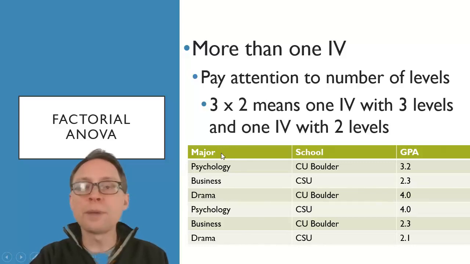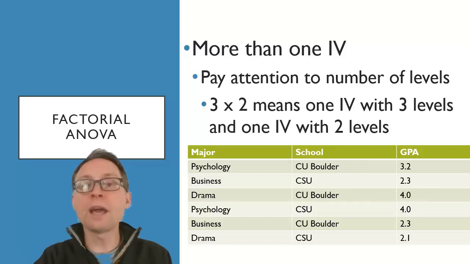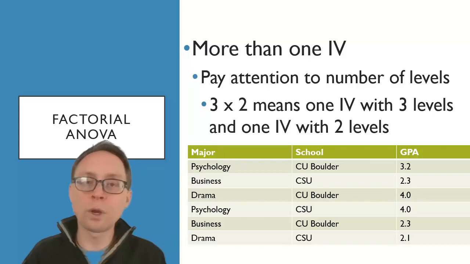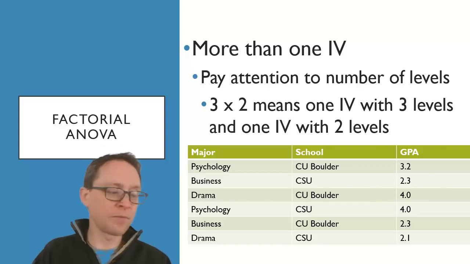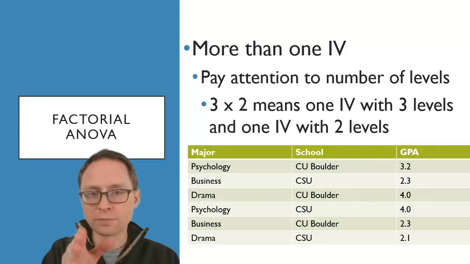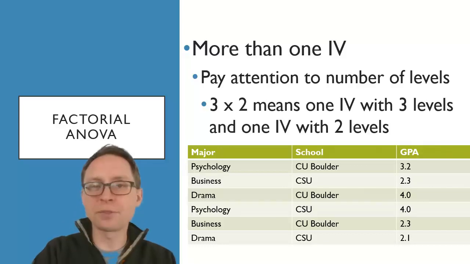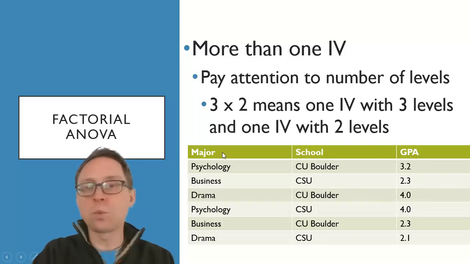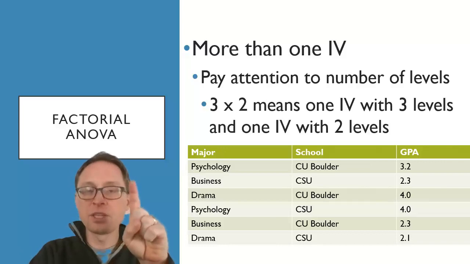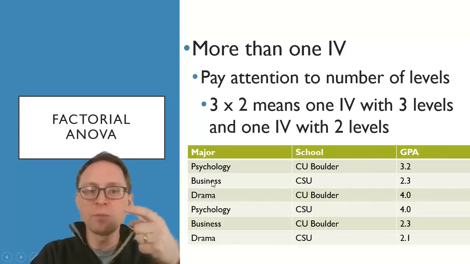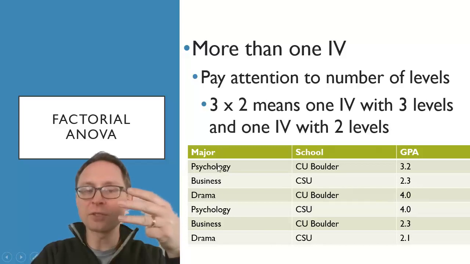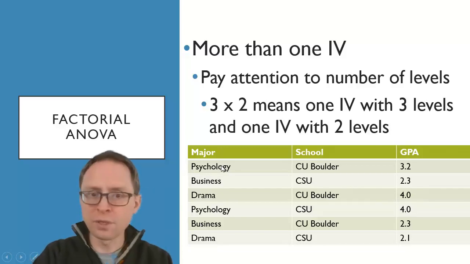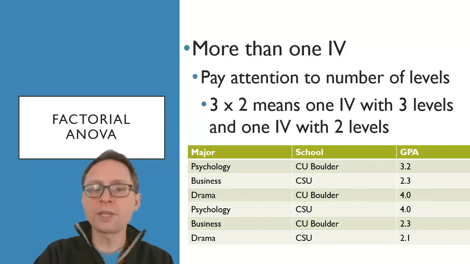Now, when you look at this, you need to make sure you understand how many factors you have and how many levels are in the factors, because the way we're doing analysis of variance, we're only using categorical factors and a continuous dependent variable. So when you're looking at your factors, your independent variables, you need to know how many levels we're talking about. So major is one variable and it has different levels. For example, psychology is a level, business is a level, drama is a level. So these are three levels. Psychology, business, and drama are levels of the variable major. In this case, that variable is called a factor because it's going to help predict GPA.